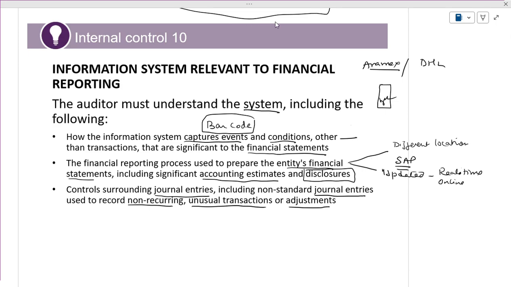There are two things here. One, we are talking about journal entries, including non-standard journal entries. What is a non-standard journal entry? You are talking in terms of sales. When you say sales, what will you write? Bank is debited and sales is credited. But it's not only sales. You will have sales returns. You have some damaged goods.